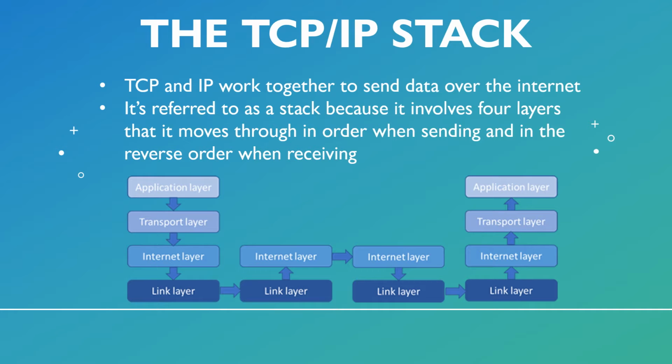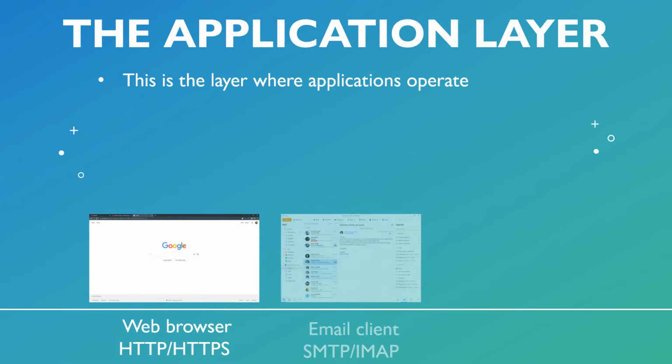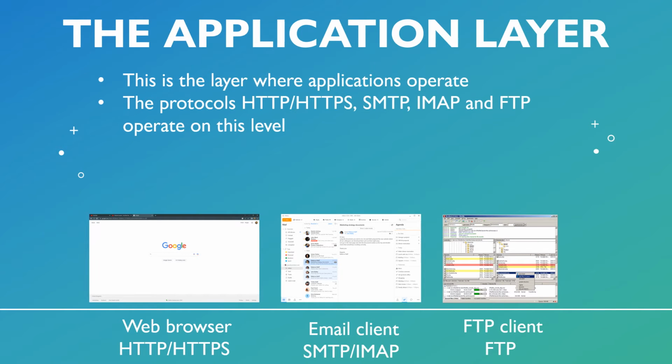Those layers are the application layer, transport layer, internet layer, and link layer, and we're going to take a look at each of them in more detail now. The application layer, not unsurprisingly, is where we will find applications operating. This includes things like web browsers, email clients, and FTP clients. A web browser will use HTTP or HTTPS to communicate backwards and forwards with a web server. An email client will use SMTP to send messages, and IMAP to be able to retrieve them. An FTP client will use FTP in order to upload and download files.